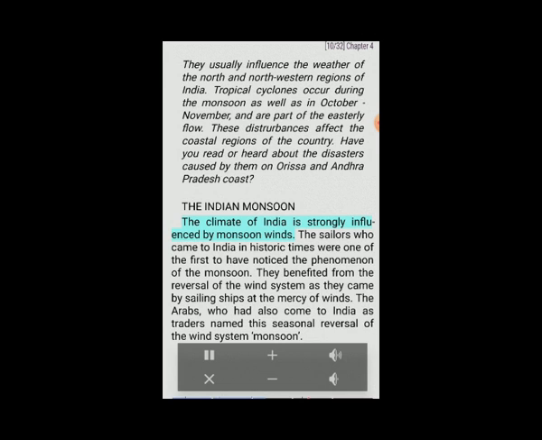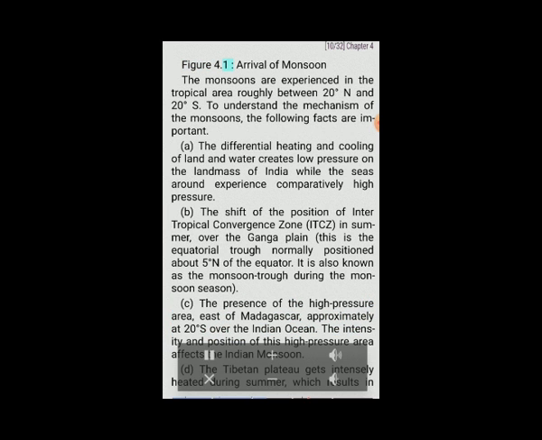The Indian Monsoon. The climate of India is strongly influenced by monsoon winds. The sailors who came to India were among the first to have noticed the phenomenon of the monsoon. They benefited from the reversal of the wind system as they came by sailing ships at the mercy of winds. The Arabs, who had also come to India as traders, named this seasonal reversal of the wind system monsoon. Figure 4.1. Arrival of monsoon.